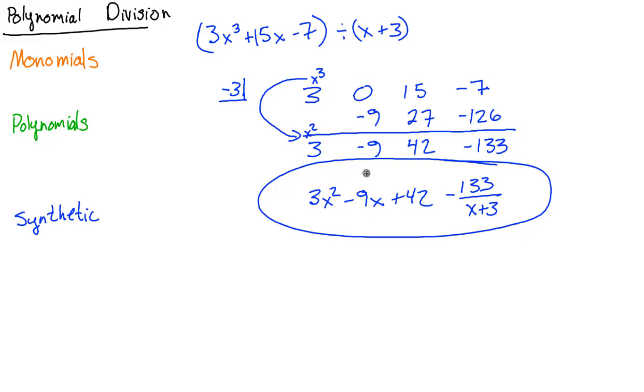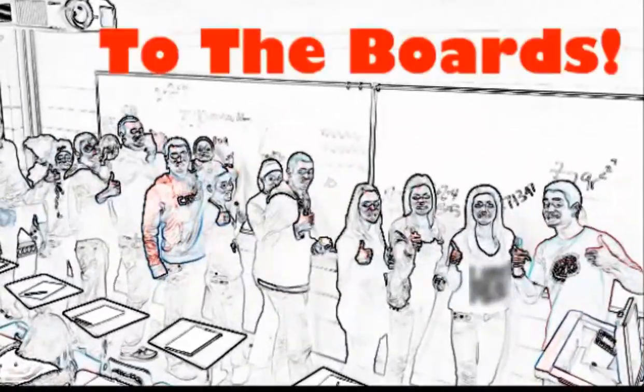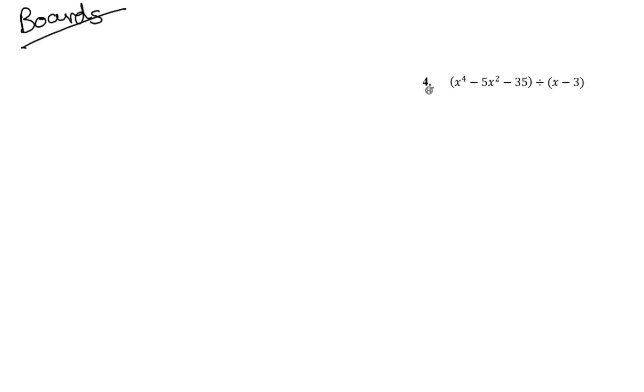So now we'll turn the time over so you can do some problems on your own. To the boards! The boards for this one are actually the number 4 from the previous boards in this video. You did this one longhand, and so we're going to give you an opportunity to do it shorthand. Go ahead and pause the video, do it with synthetic division, and see if you get the same answer, and then we'll walk you through it in just a moment.